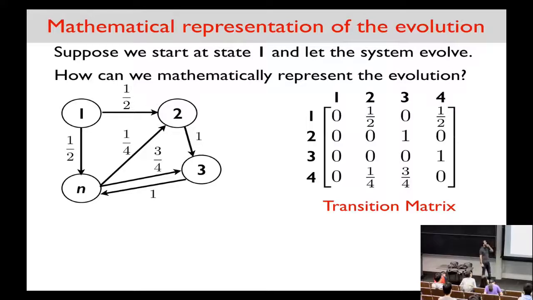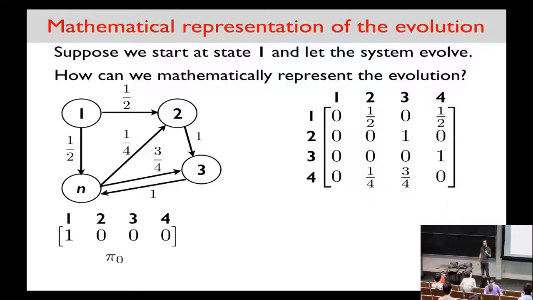So since we're starting at state 1, I can represent that as a vector like this. Pi 0, as we said, is 1, 0, 0, 0. I'm in state 1 with probability 1. I'm in state 2 with probability 0. I'm in state 3 with probability 0. And I'm in state 4 with probability 0. That's the representation of my initial condition.